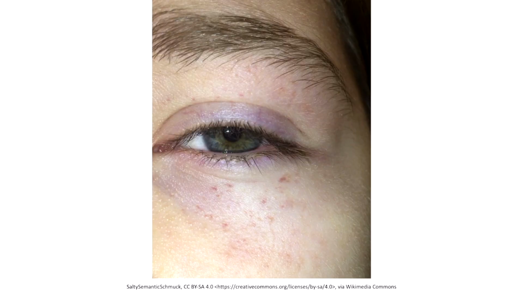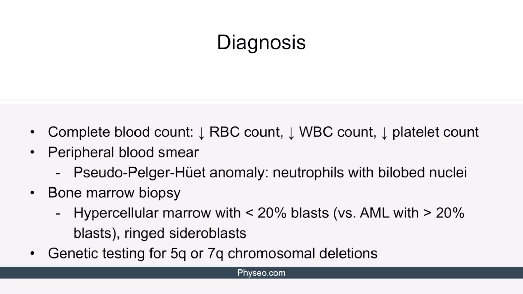This is what petechia looks like on the skin. Please note the dark red macules indicating bleeding in the skin. Let's move on to diagnosis. First, as we already mentioned, myelodysplastic syndromes are characterized by pancytopenia because immature cells stay in the bone marrow. Therefore, the complete blood count will show decreased red blood cells, white blood cells, and platelets.